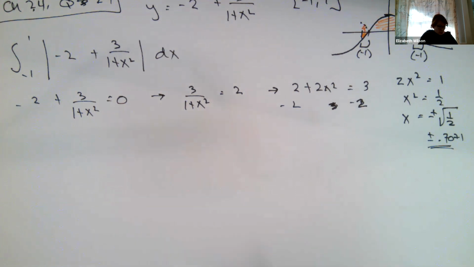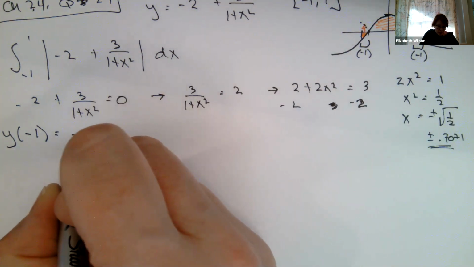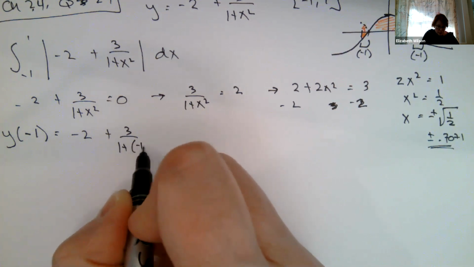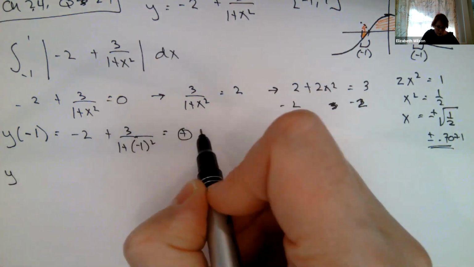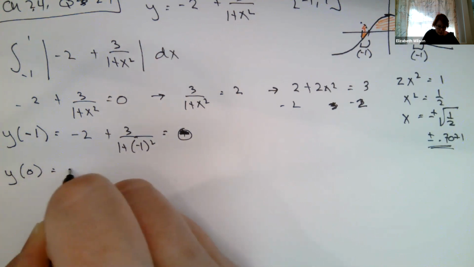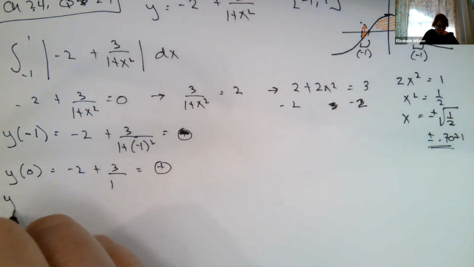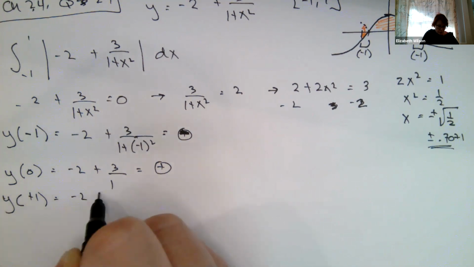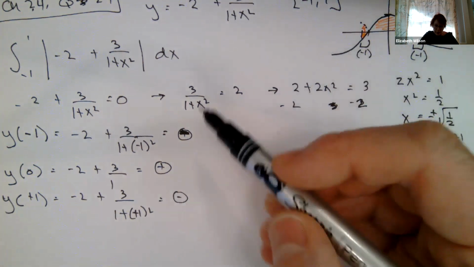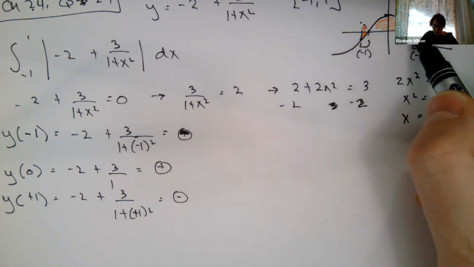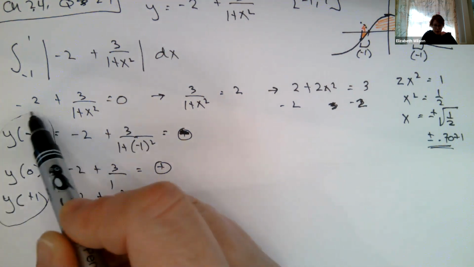Okay, so we can also tell, let's plug it in. So if I plug in a -1, this is algebraically, right? I'm going to get -2 plus 3 over 1 plus -1 squared, which is equal to a negative number. Y at 0, which is -2 plus 3 over 1, essentially is a positive number. This is how we do it algebraically. Y at, say, +1, -2 plus 3 over 1 plus +1 squared is going to also give me a negative number. So this tells me that the function's negative, and then the function's positive in these regions.